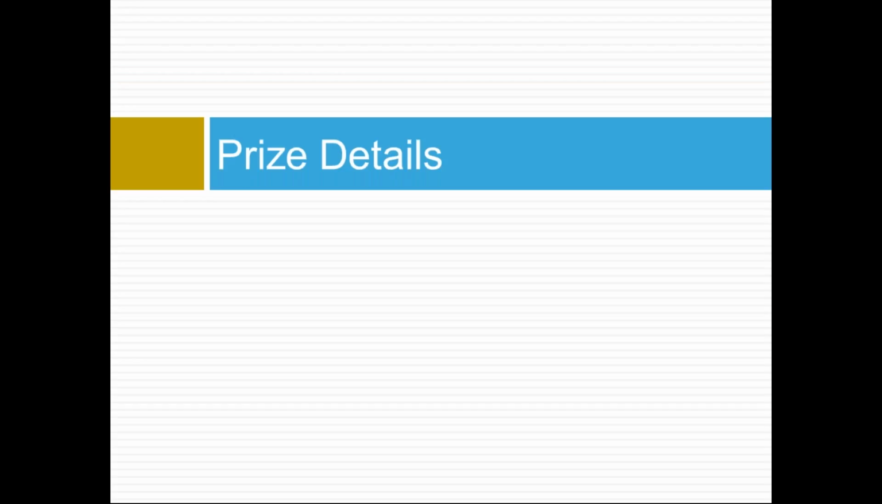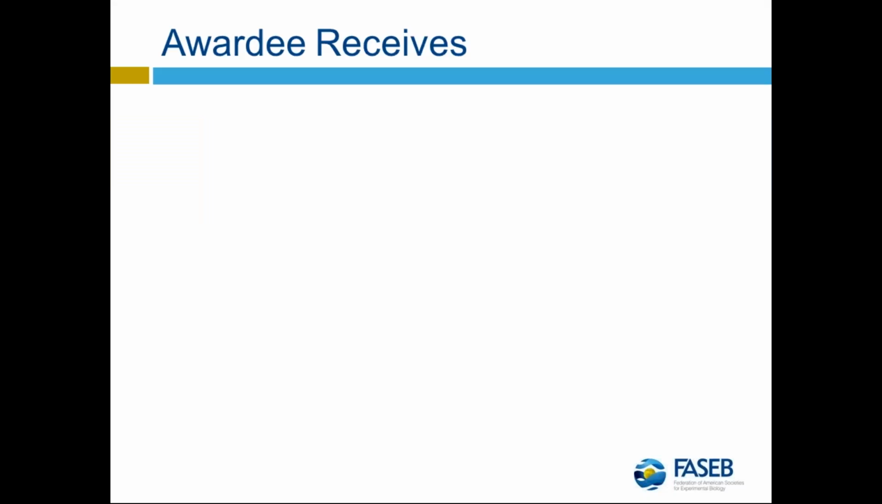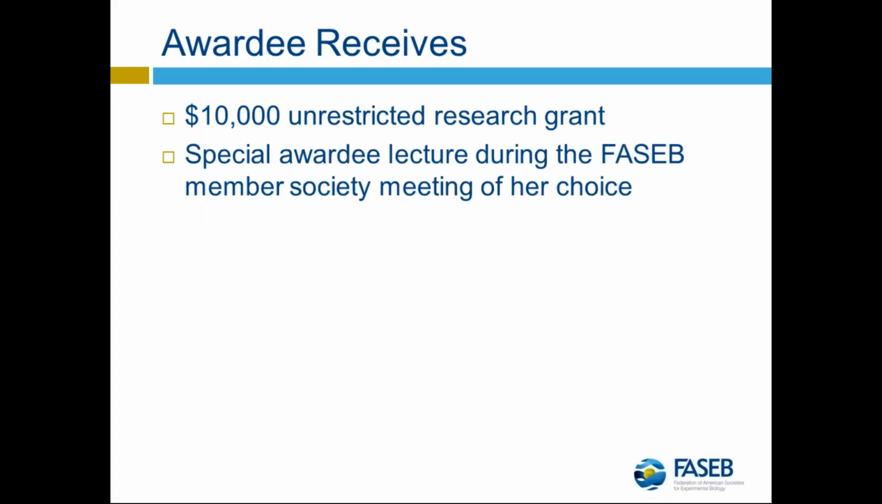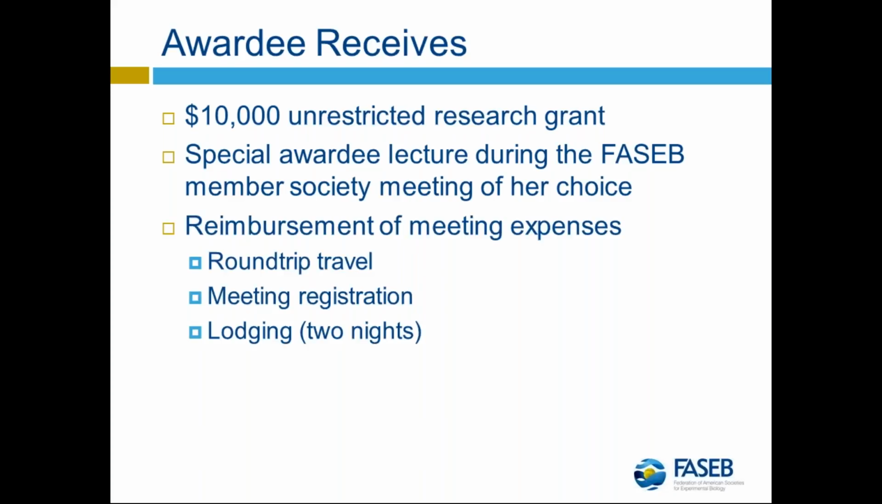So what is the prize? The awardee will receive a $10,000 unrestricted research grant. They present a special awardee lecture during the FASEB Member Society meeting of her choice. Because they are presenting a special awardee lecture, they will be reimbursed for their expenses associated with participating in that meeting, and that includes round-trip travel, meeting registration, up to 2 nights lodging, and a commemorative plaque.